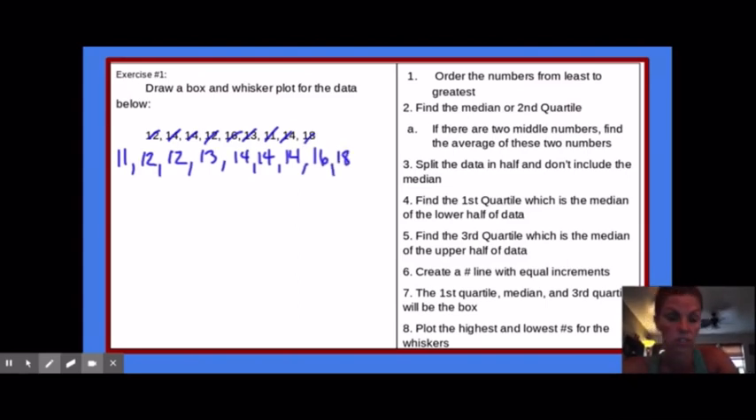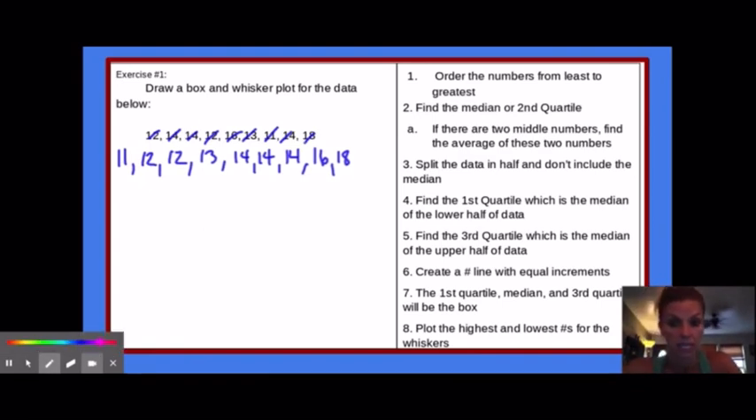Now what I'm going to do is just count how many numbers were originally there and make sure I have the correct amount before I start. I have 1, 2, 3, 4, 5, 6, 7, 8, 9 numbers were given. 1, 2, 3, 4, 5, 6, 7, 8, 9 numbers are there. So we're going to find the median.